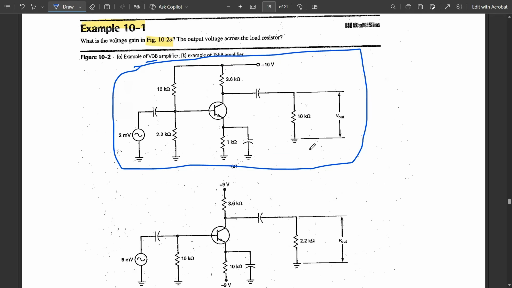What are the parameters mentioned here? There is one VCC power supply of plus 10 volt, and one voltage source, V in, of 2 millivolt. R1 is 10 kilo ohm, R2 is 2.2 kilo ohm, the collector resistance is 3.6 kilo ohm, and the emitter resistance is 1 kilo ohm. They have not mentioned the beta factor, because this is the complete DC analysis, so there is no amplification factor coming into the picture. They have also not mentioned the coupling capacitance's value. With these values, you should try to find the voltage gain.